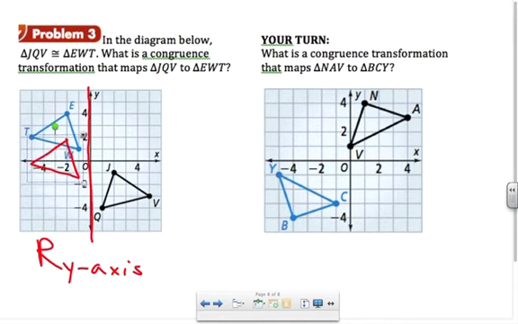1, 2, just lost myself. 1, 2, 3, 4, 5 spaces. And when I move it up 5 spaces, look at that. It is on there beautifully. Well, I just moved it up 5 spaces. I need to be able to use the proper notation.